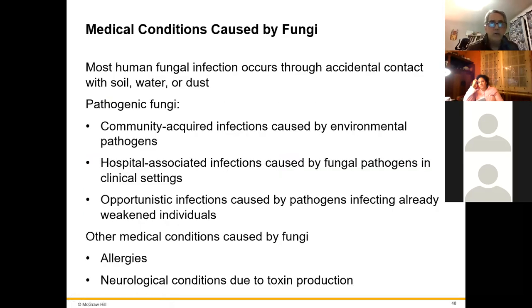So there are some medical conditions caused by fungi. Most human fungal infections occur through accidental contact in soil, water, or dust. Pathogenic fungi are community-acquired infections caused by environmental pathogens. Hospital-associated infections are caused by fungal pathogens in clinical settings. Opportunistic infections are caused by pathogens infecting already weakened individuals. So an opportunistic infection is when somebody is immune compromised or already sick and can get another infection.